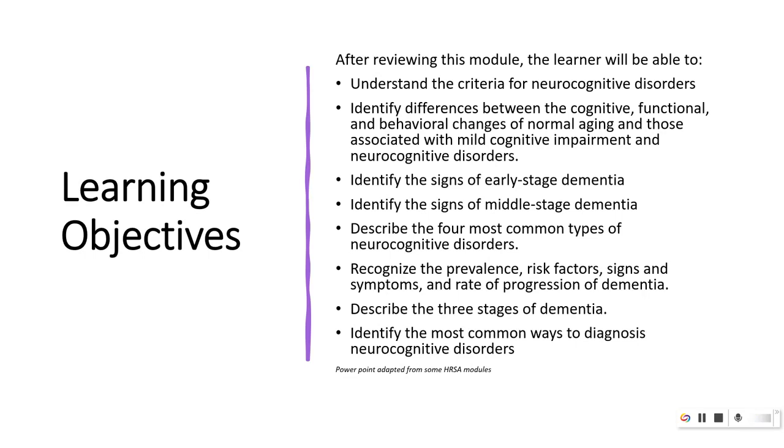We want to identify the signs of early stage dementia and identify the signs of middle stage dementia. We're going to discuss the 4 most common types of neurocognitive disorders, recognize the prevalence, risk factors, signs and symptoms, and rate of progression of dementia, and we'll be discussing these with the Native American population. We're also going to describe the 3 stages of dementia. And lastly, we're going to identify the most common ways to diagnose neurocognitive disorders.